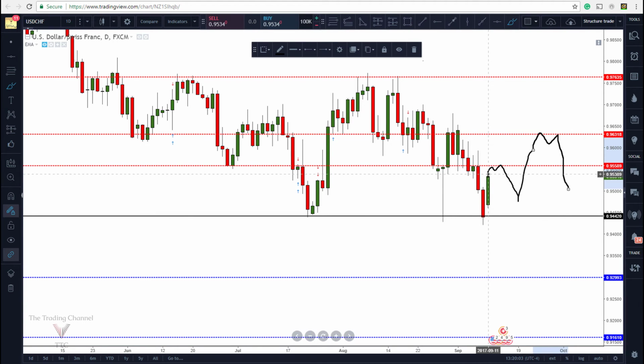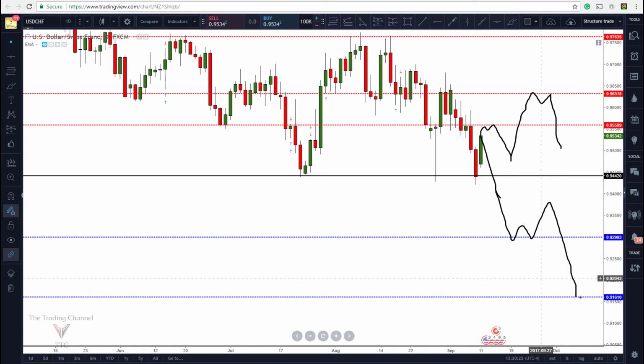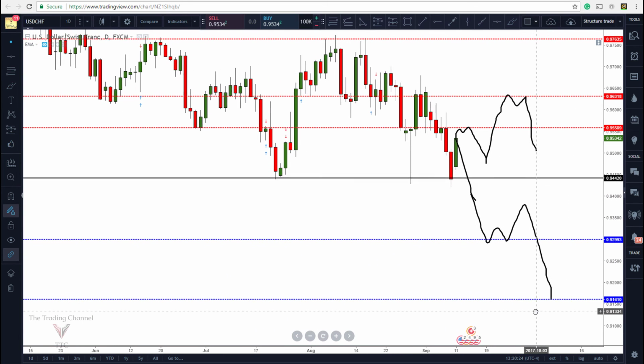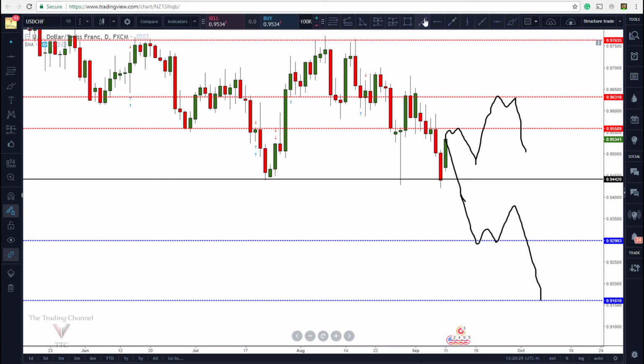Now, as for support, if this market drops below our 0.9442 level, then we'll be looking at support at 0.9299. That'll be our first level of counter trend long opportunities. And next up, if we break below that level, we'll be down at 0.9161. And that will be the next zone that we look for potential opportunities to go long from.